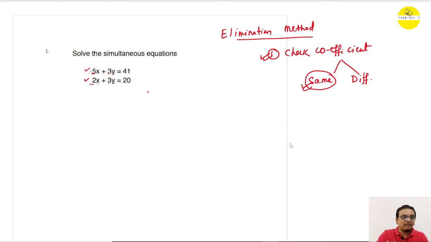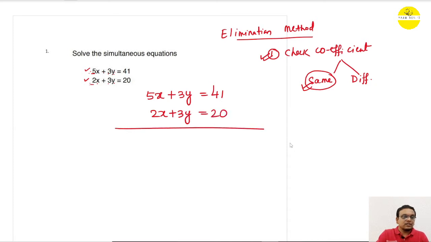So in this case, what I have to do is, I'm writing the equation again. 5x plus 3y is equal to 41. It is 2x plus 3y is equal to 20. Okay, now see. When the particular variable has the same coefficients, try to eliminate that variable. That will be easy for you to solve this equation. See, now we have two same signs. Here we have plus 3. Here also we have plus 3. So do one thing, I can subtract these two equations.